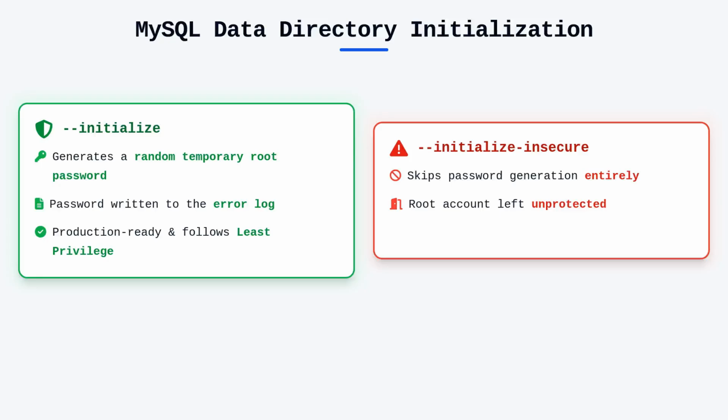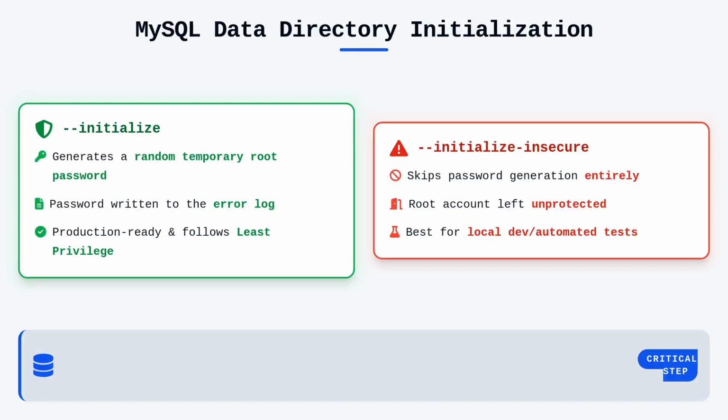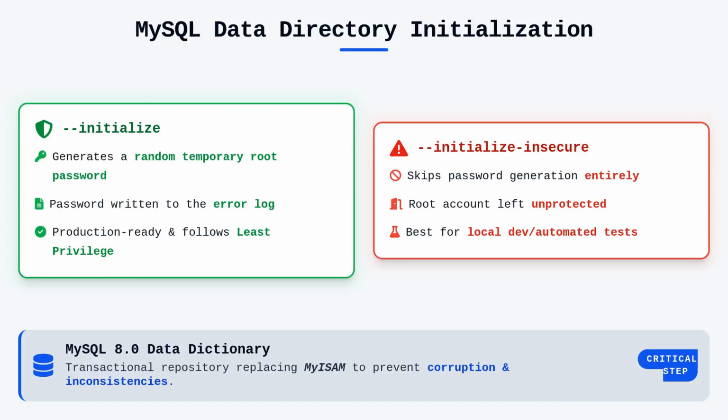While this may seem convenient for local development or automated testing pipelines, it introduces a significant security vulnerability that can easily be overlooked in a hectic production environment. Furthermore, the initialization process handles the structure of the data dictionary, which in MySQL 8.0 is a robust transactional repository for metadata that replaces the old MyISAM-based dictionary. Ensuring this initial setup is performed correctly is essential to avoid data corruption or metadata inconsistencies later in the server's lifecycle.